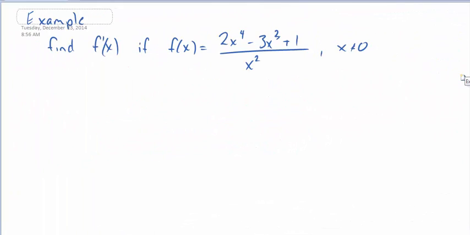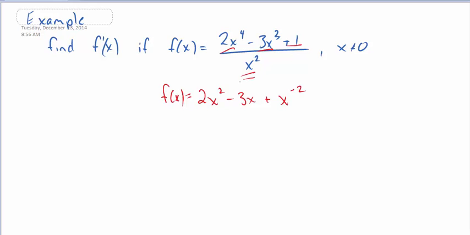Second example. Find f prime of x if f of x is this quotient where x does not equal 0. Well, but wait a second. We haven't talked about anything like this. Well, actually we have, guys, because we can rewrite this. We can notice that, okay, f of x is 2x squared minus 3x plus x to the negative 2nd. I'm dividing each term in the numerator by x squared.